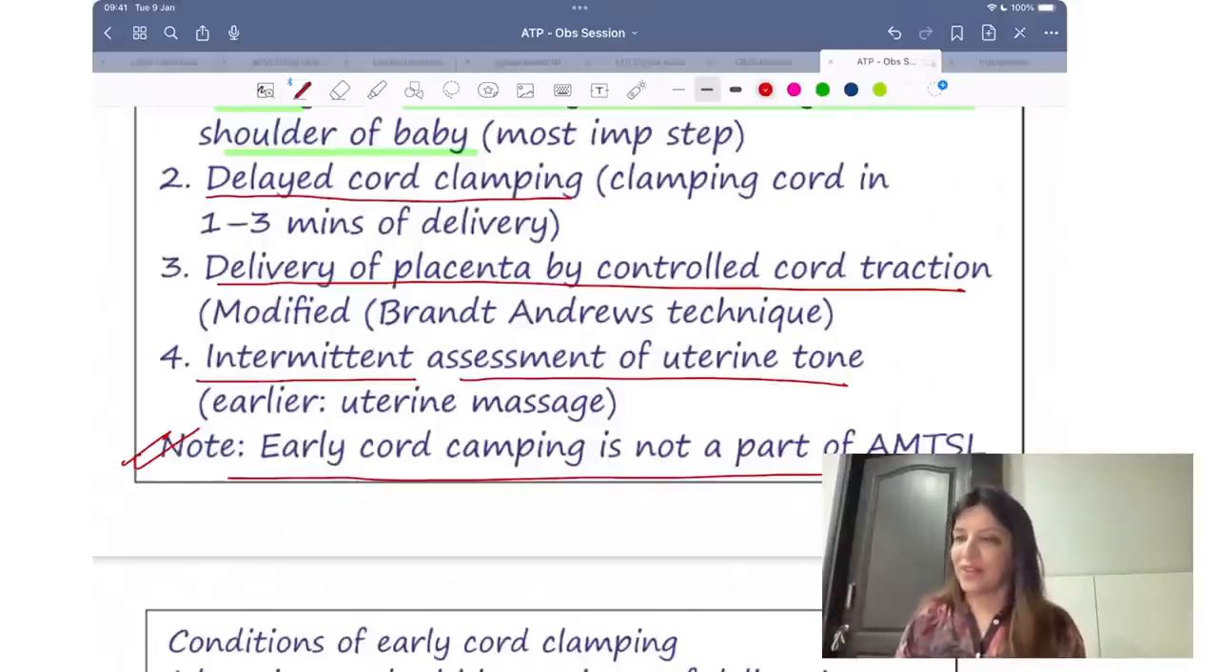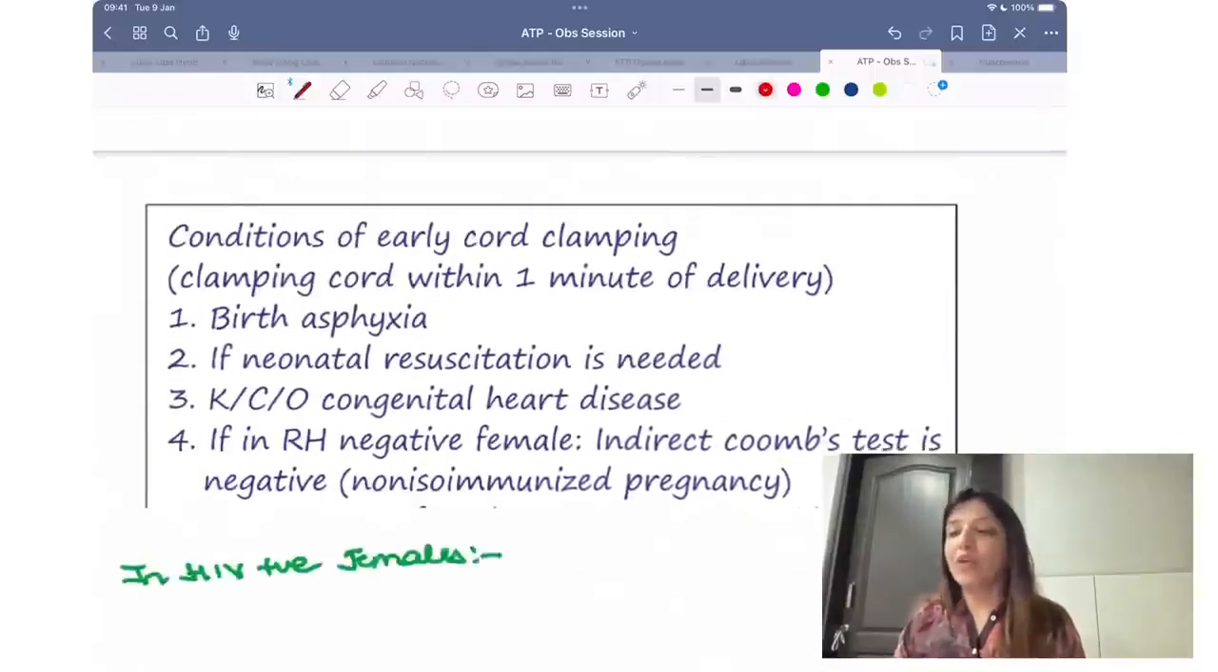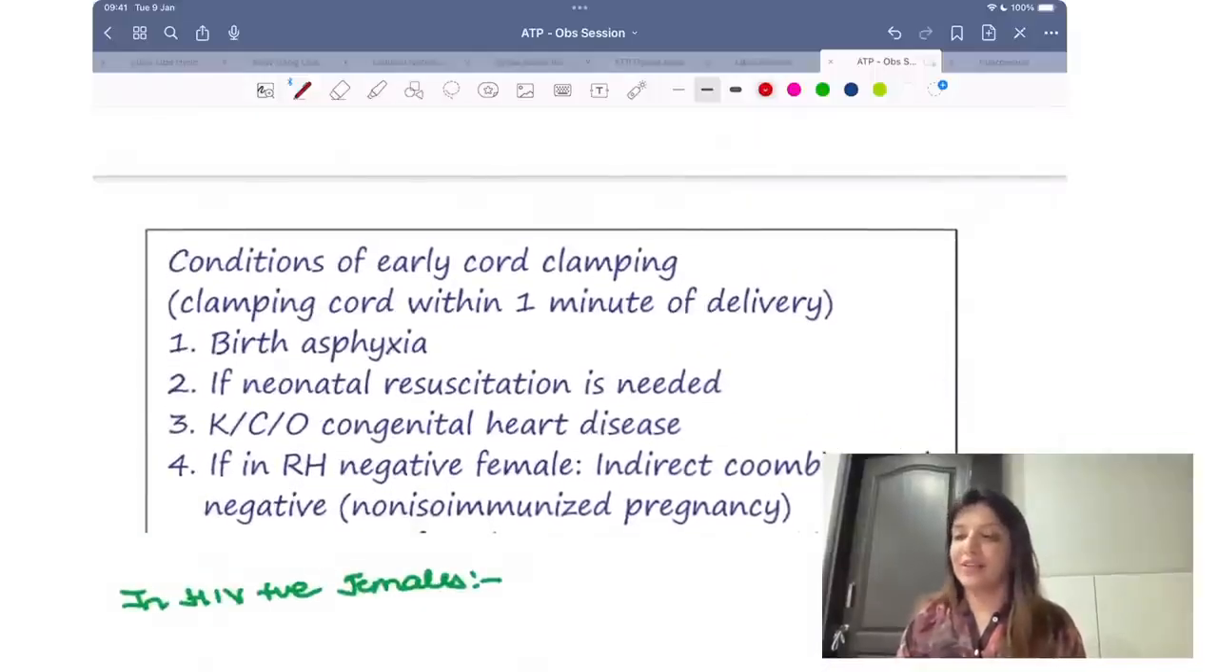Now, in which conditions do you do early cord clamping? Okay, then you would be present in class. My bad. Okay? My bad. I didn't see you. You were there in class. I take my words back. Come on, now focus on studies.